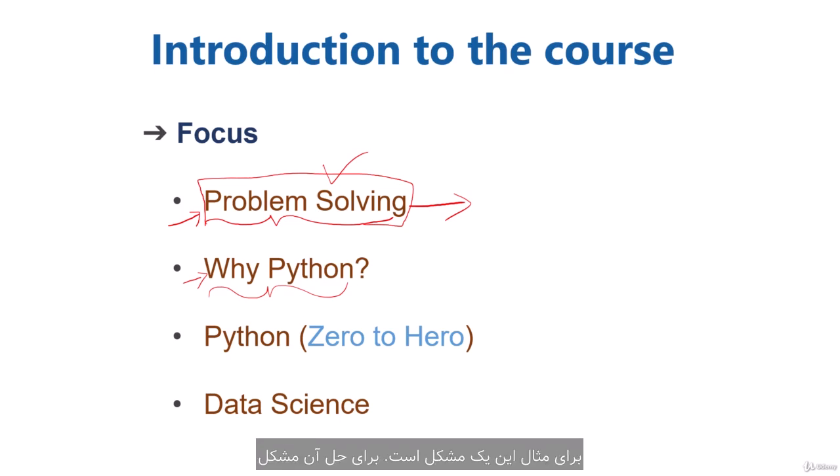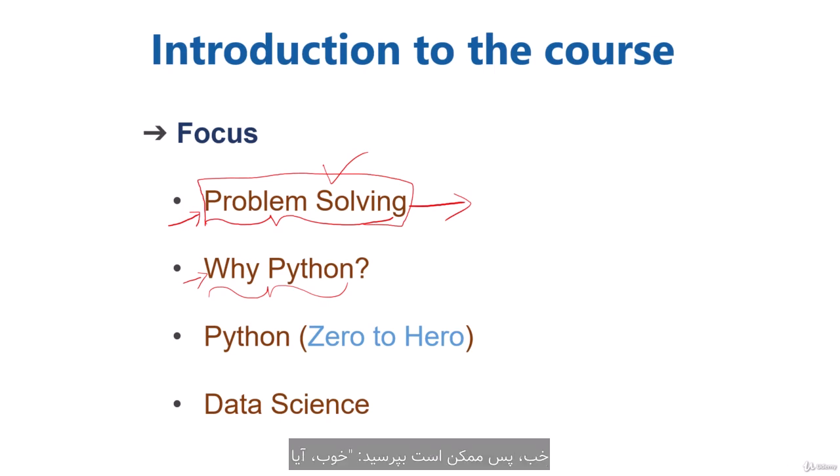So that's, for example, a problem. To solve that problem, there are a lot of languages: C, C++, PHP, C Sharp, Perl, Java, I mean, a lot of them. Why Python? Well, I will show you why Python is so important, particularly for data science problems.